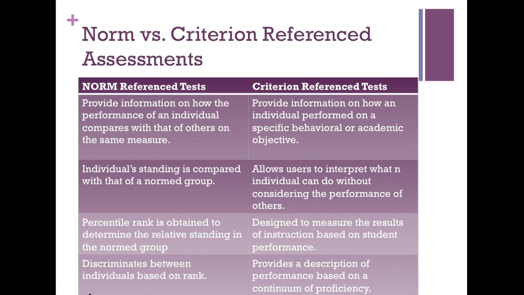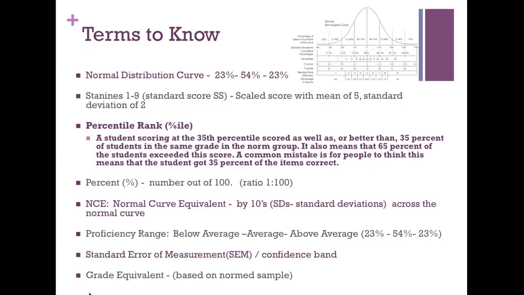They're designed to measure results of instruction based on student performance and provide a description of performance based on a continuum of proficiency. We'll be talking in a minute about using multiple measures to make instructional decisions, and this will be one of those measures that you can use when you're making instructional decisions. So when you're looking at standardized tests and normed reference tests, you need to understand how they're structured. And in your book, it describes in detail how all this happened.